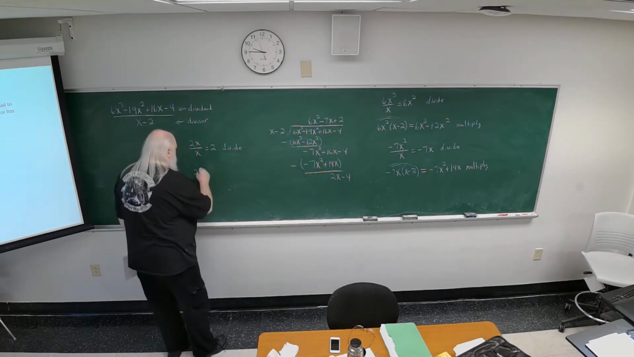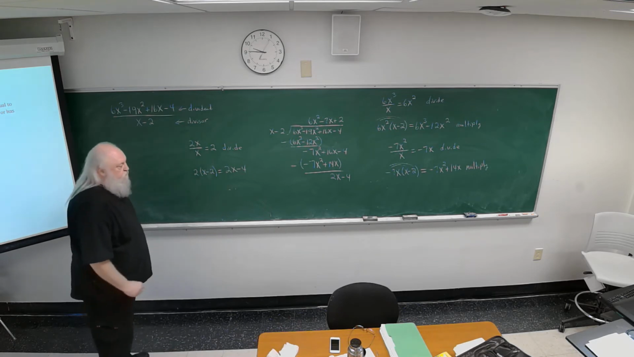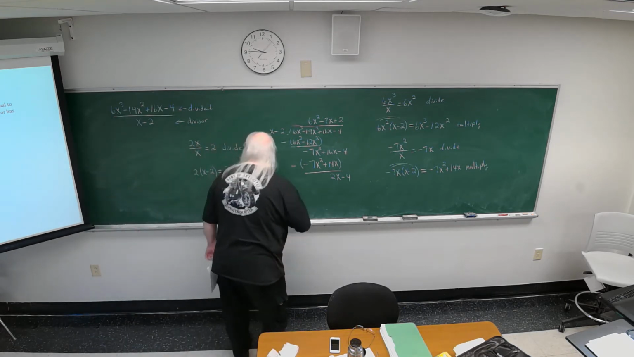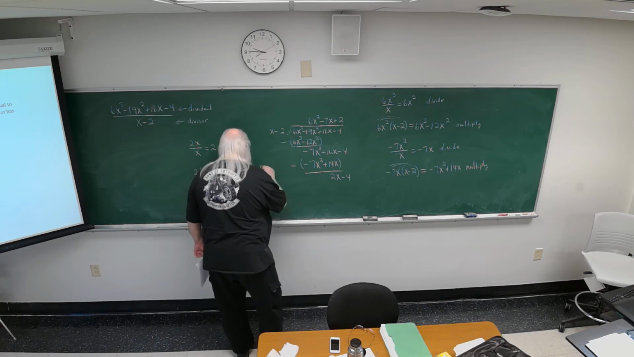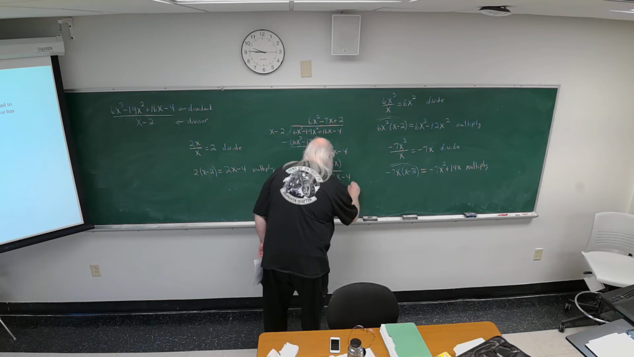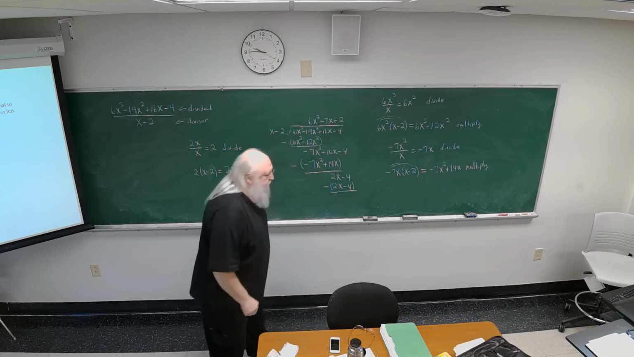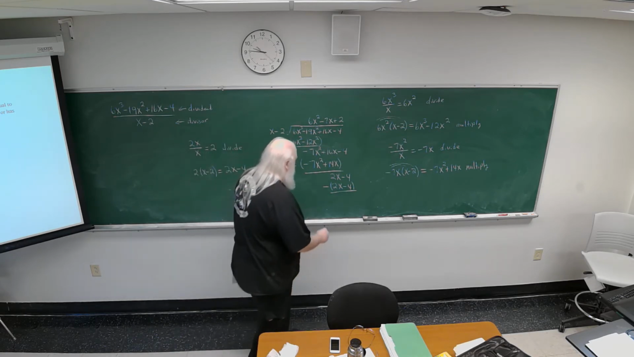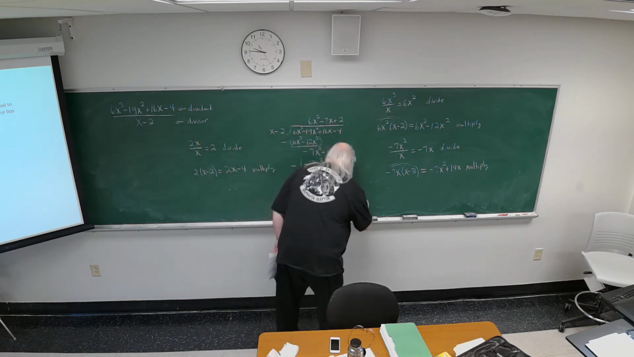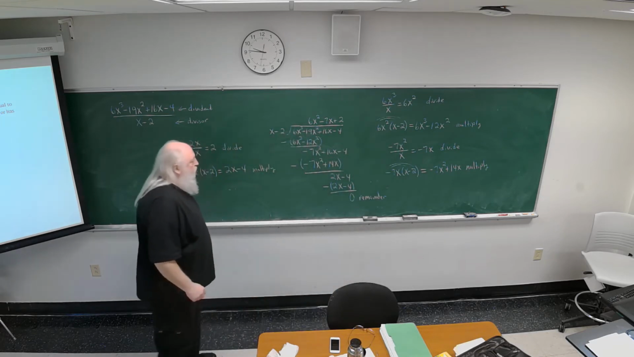And now we multiply 2 by the divisor, and we get 2x minus 4. So that's the multiply. So we put 2x minus 4 down here. We subtract it from the 2x minus 4 above, and we get 0. So the remainder from our long division is 0.